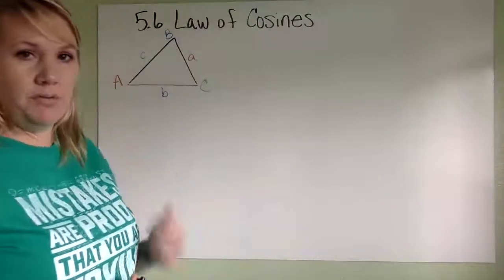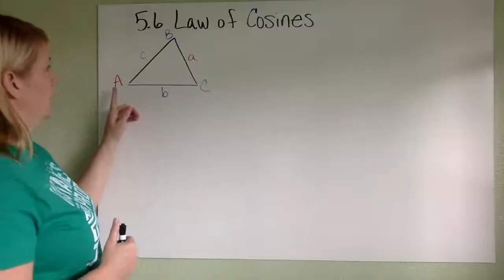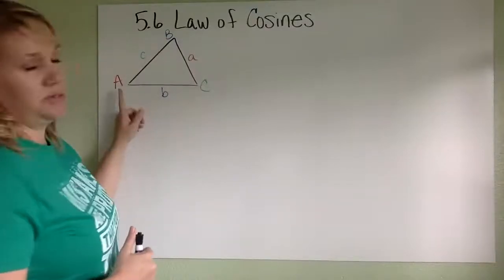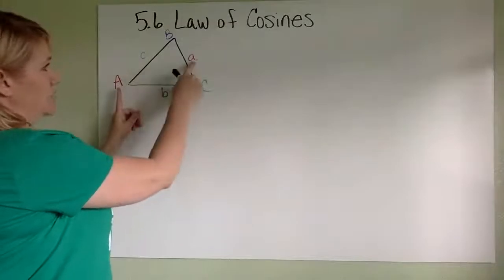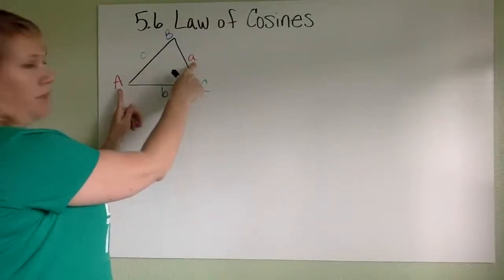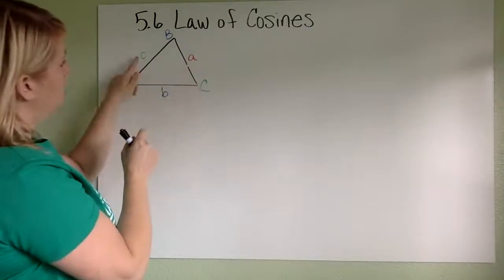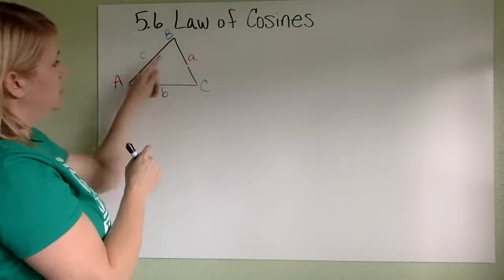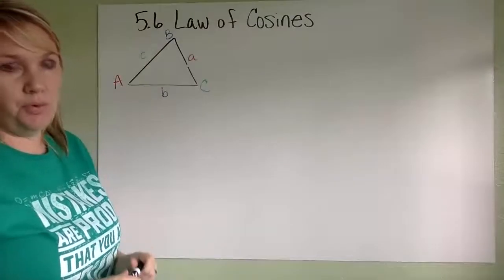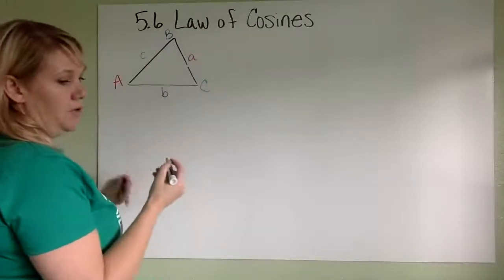So again, I have a picture of a non-right triangle here. I have it labeled with the angles A, B, and C and sides. And remember that paired sides: the side A is paired with angle A. It's across from, so opposite of. Angle C and side C are opposites. Angle B and side B are opposites. And that is super important. So this is what the law of cosines looks like.